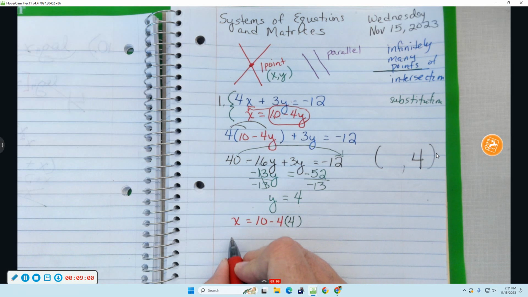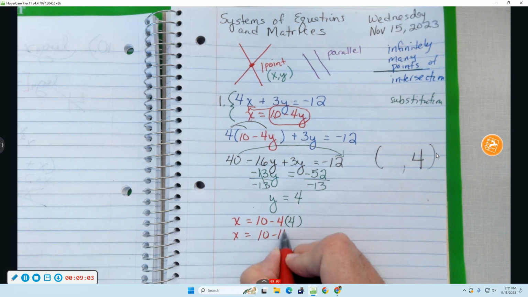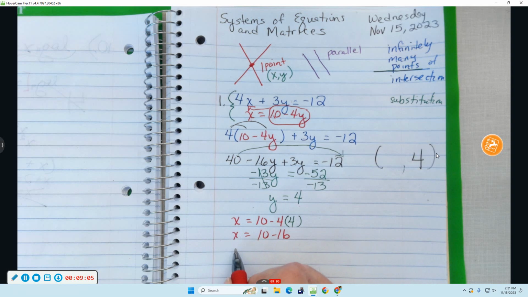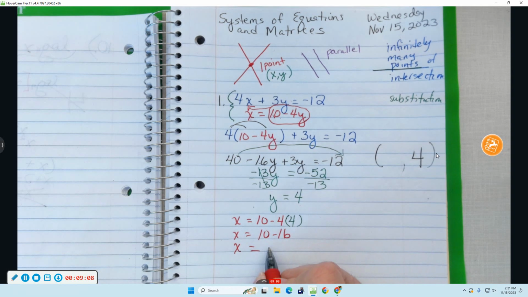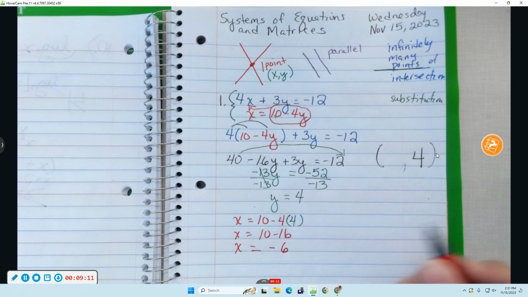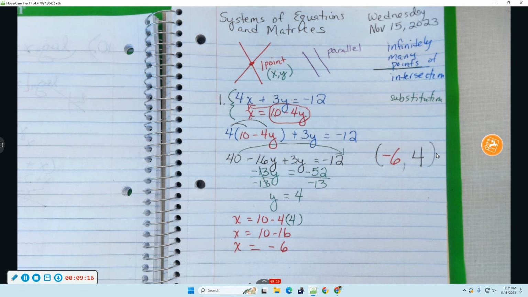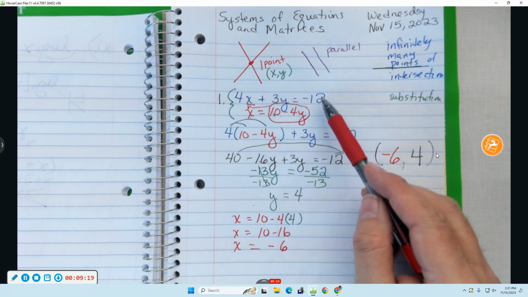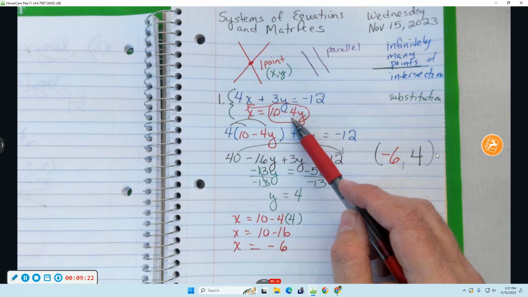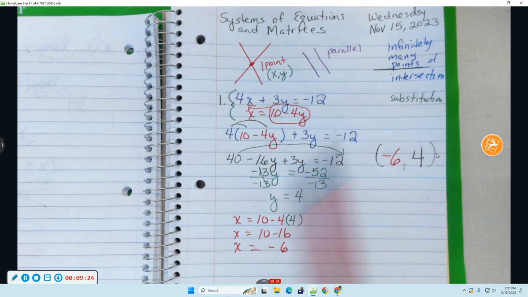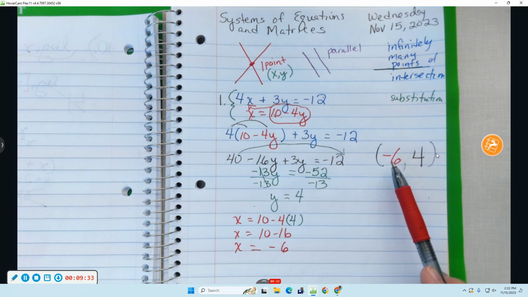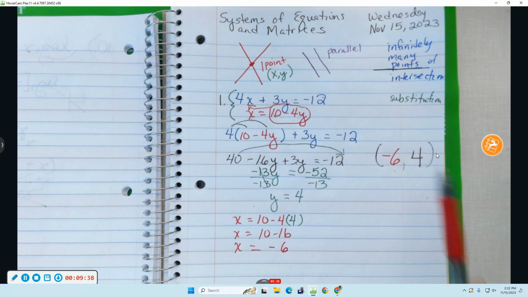So what do we have? 10 minus 16. Is that going to be a negative 6? See how I got a negative 6 for my x value? So we don't have these two lines graphed. All we know is that they're two slanted lines. How do I know they're slanted? Well, there's x's and y's. Remember, if the equation has x's and y's, the lines are slanted. And so the two lines intersect at the point negative 6, 4.